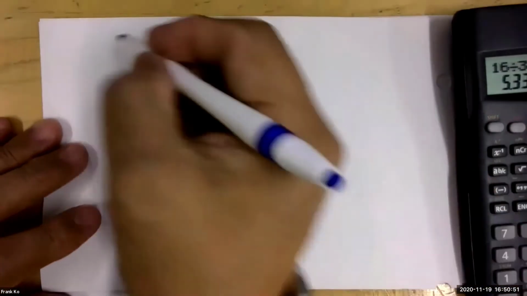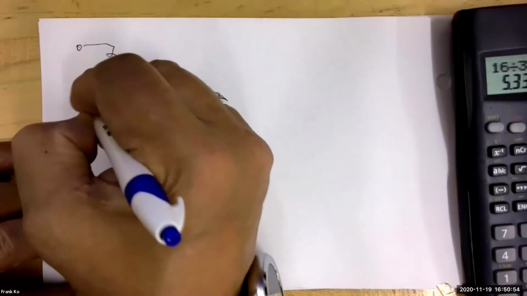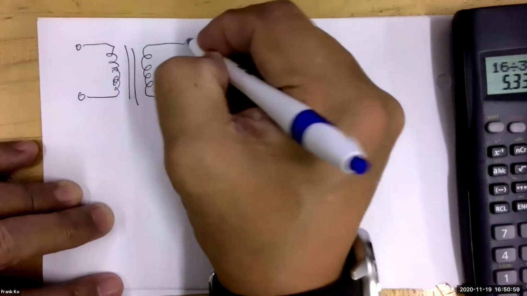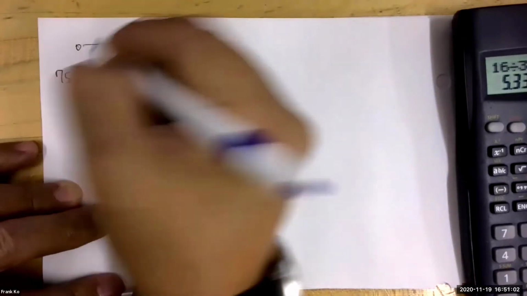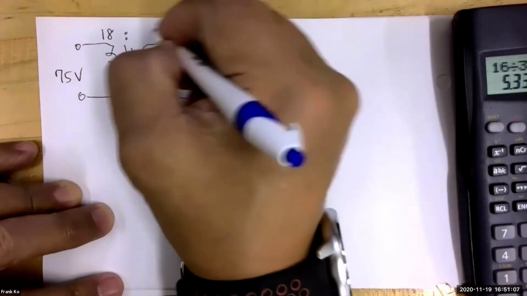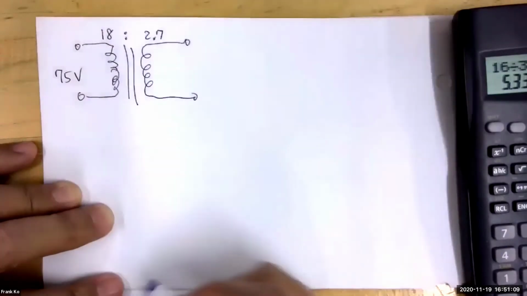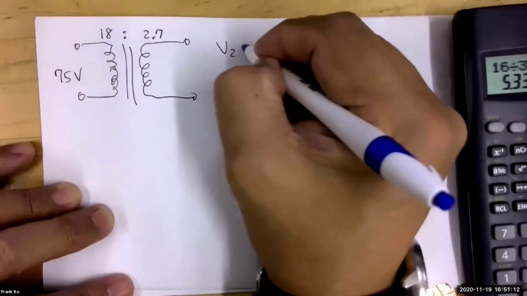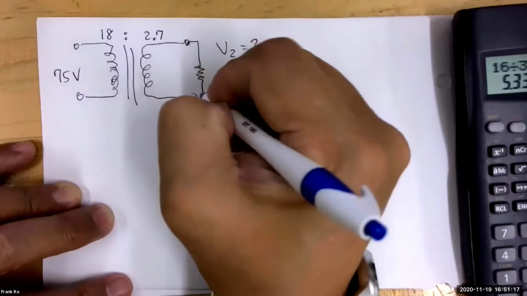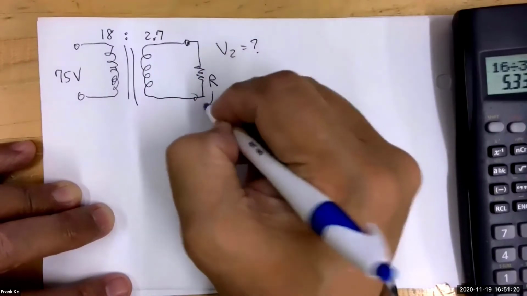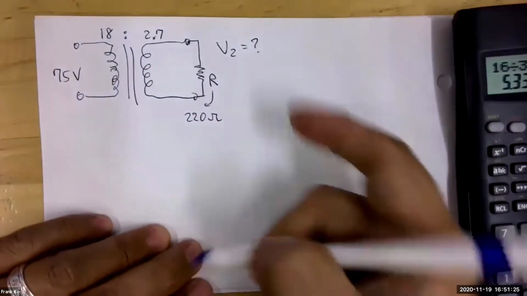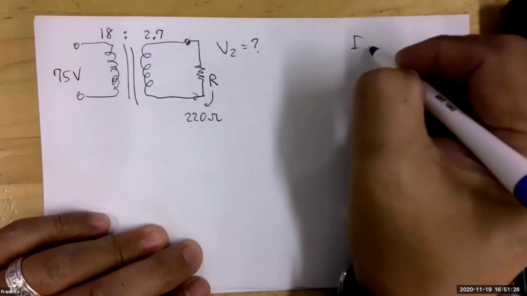Okay, practice is always good. So here is another transformer. And I'm going to say this is 75 volts over here, and this is 18. And on this side, we will have 2.7. I am looking for V2 equals question mark, but I am also going to hook up here a resistor. And let's say R is going to be equal to 220 ohms. So I am looking for a V2, and I am looking for an I2.